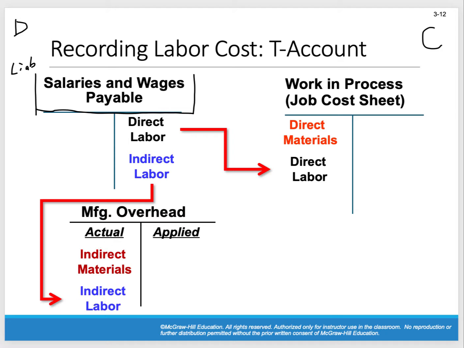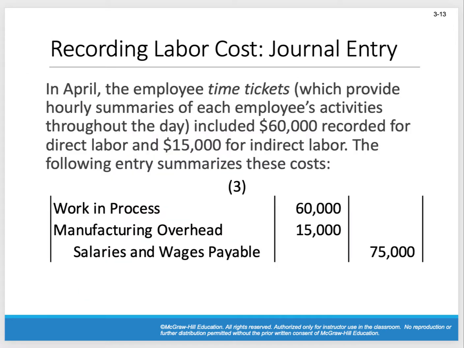Okay, let's look at an example. So in April, employees' time tickets. We know what the time ticket is because we saw that in chapter 2. It provides us with a breakdown of the employees' activities and whatnot. So we see that the time ticket included $60,000 recorded for direct labor and $15,000 for indirect labor.